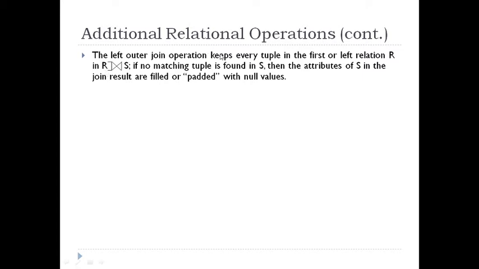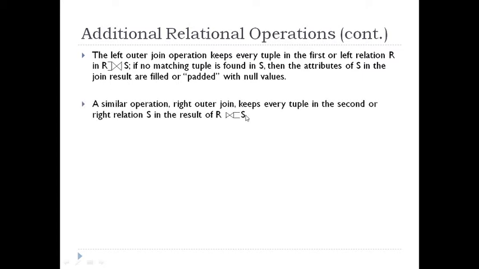And if no matching tuples are found in S, then it will put null values for such tuples. So all the matching tuples from R will be taken into consideration, and if there are still some more tuples in R but matching tuples are not there in S, then it will put null values for such attributes in the relation S.